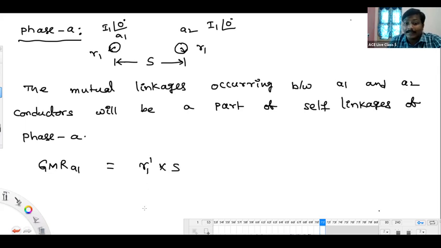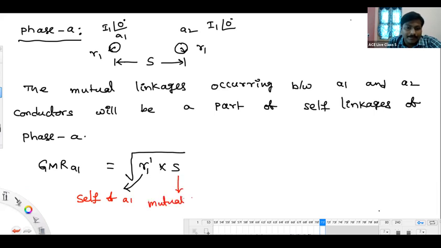Kindly follow it. I am not discussing any derivation. Just look here. How many terms do we have now? 2 terms. R1 dash, yes, 2 terms. So we have to take the geometric mean of these two, means square root of R1 dash into S. That is GMR of the subconductor A1. Similarly, you write here if you want: R1 dash is self of A1, S is mutual between A1 and A2.